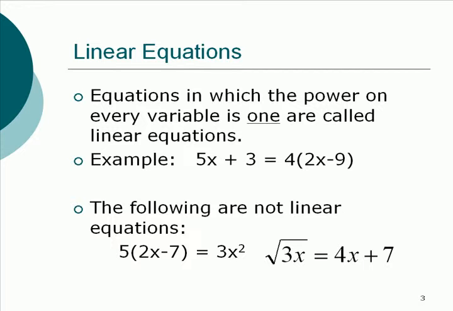There's 2 down at the bottom that are not linear. The one on the left, 5 times 2x minus 7 equals 3x squared. You've got the variable x, but there's an exponent on the x that's not a 1. In fact, it's squared, therefore it's not linear. The one on the bottom right, square root of 3x equals 4x plus 7. There you've got the square root of 3x, and since there's a square root of a variable, that also disqualifies it. It's not linear.